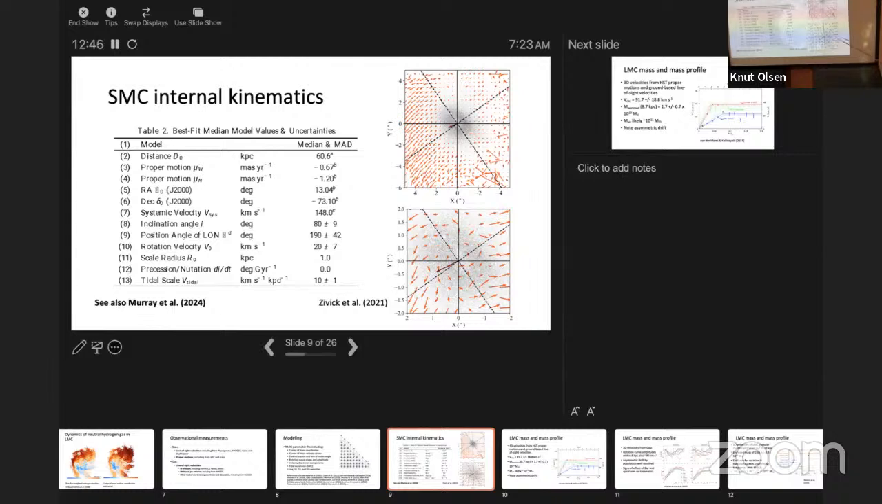When you look at larger scales, you clearly see the impact of tidal stretching in the velocities. And this is all after taking into account that center of mass motion contribution. So in the SMC, there's clear evidence for tidal expansion of the galaxy.